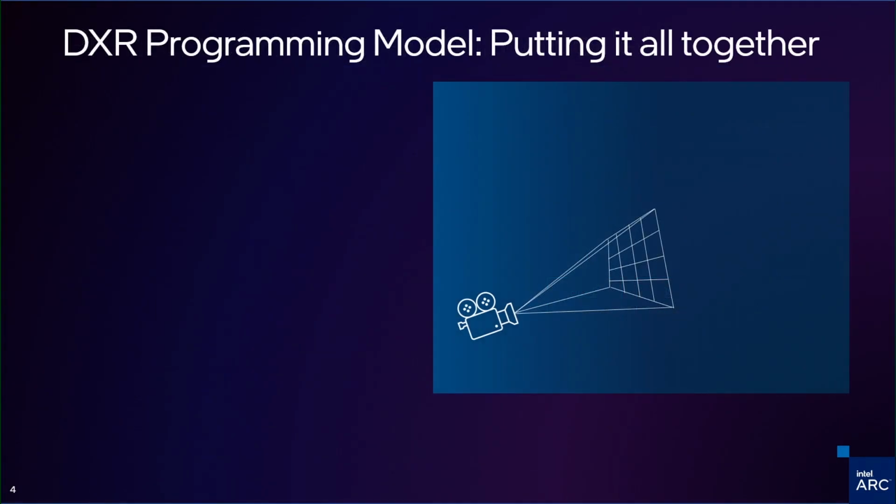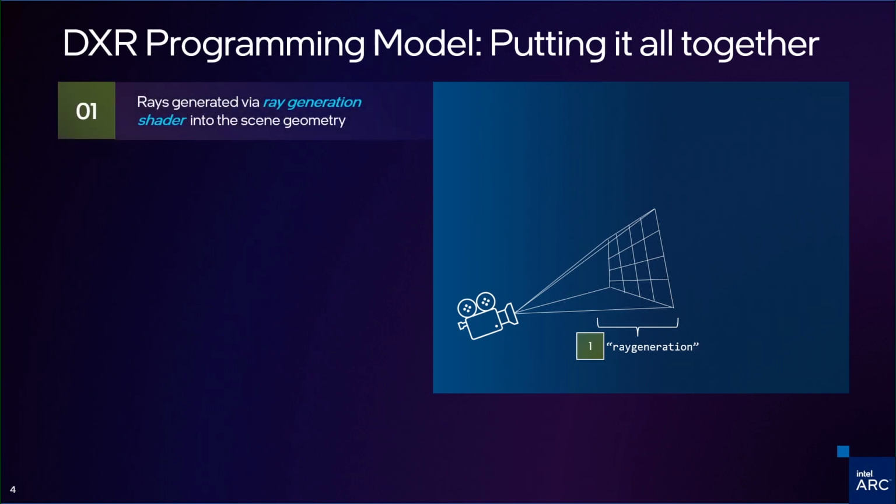Okay, so I've talked about these new shader types on the previous slide. And now I want to show this visually and animate how they operate in the scene. Here on the right-hand side, I have a simple pinhole camera, and we've got this grid of pixels that are cast out in the scene.